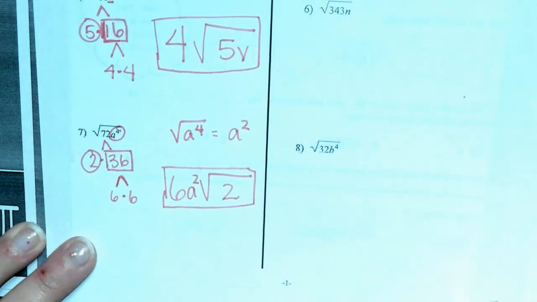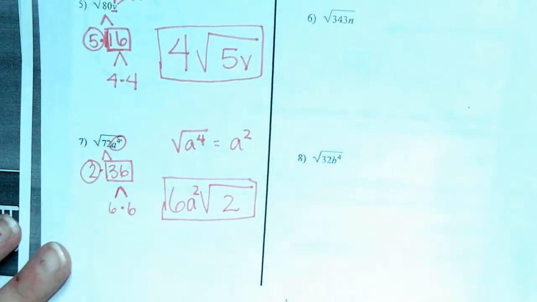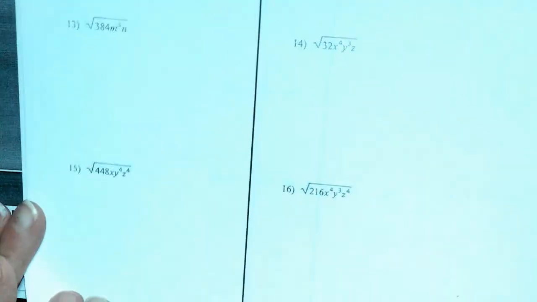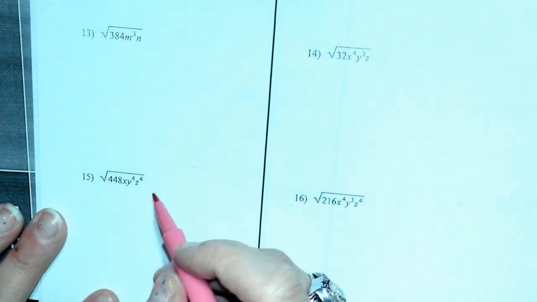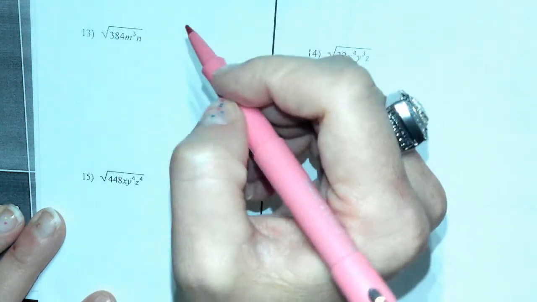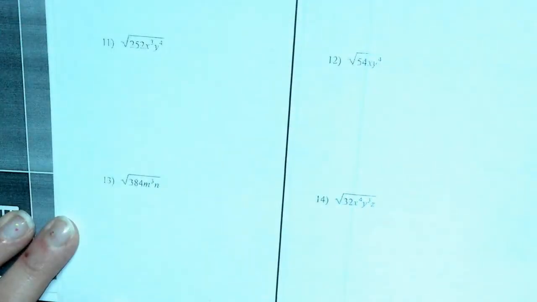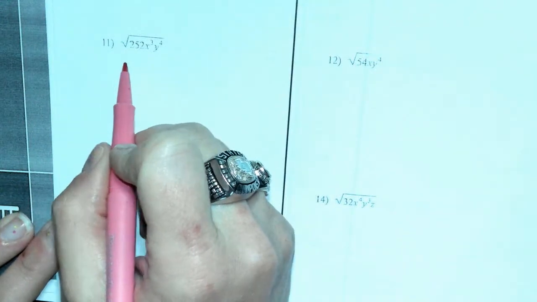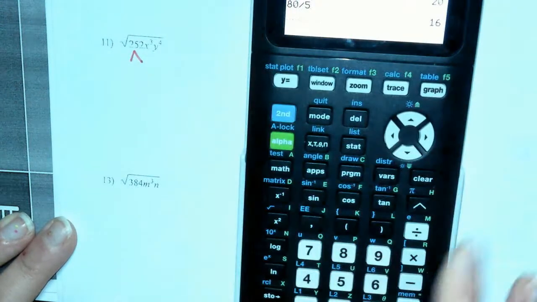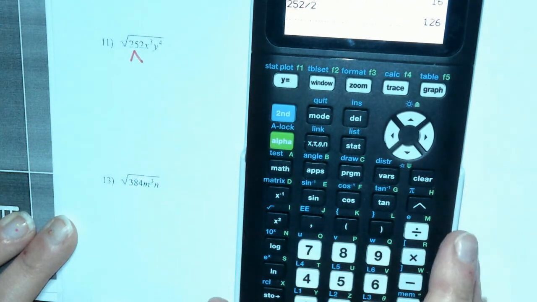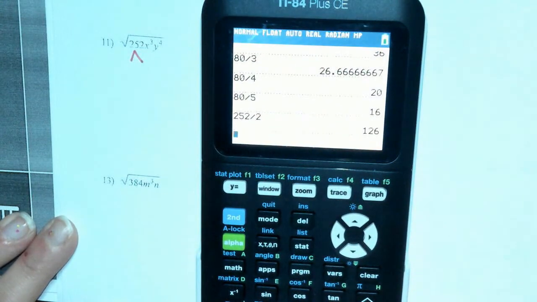So let's go to page 2, and I want you to look at number 13. Let's look at 11 first. 11. We're going to skip number 9 just for time's sake. But 11, right here. 252 is not a perfect square. And neither is 252 divided by 6. It's 126. Or 3, that's 84. 252 divided by 4, 63.